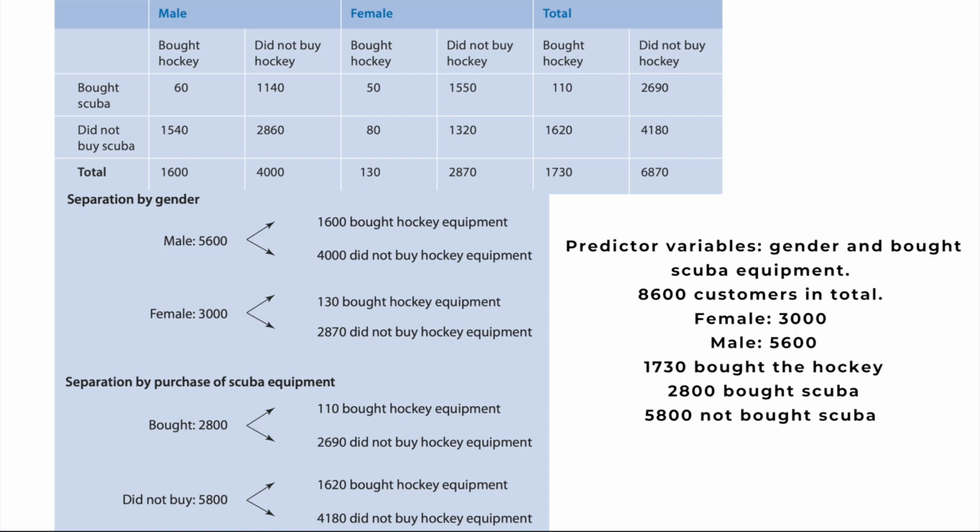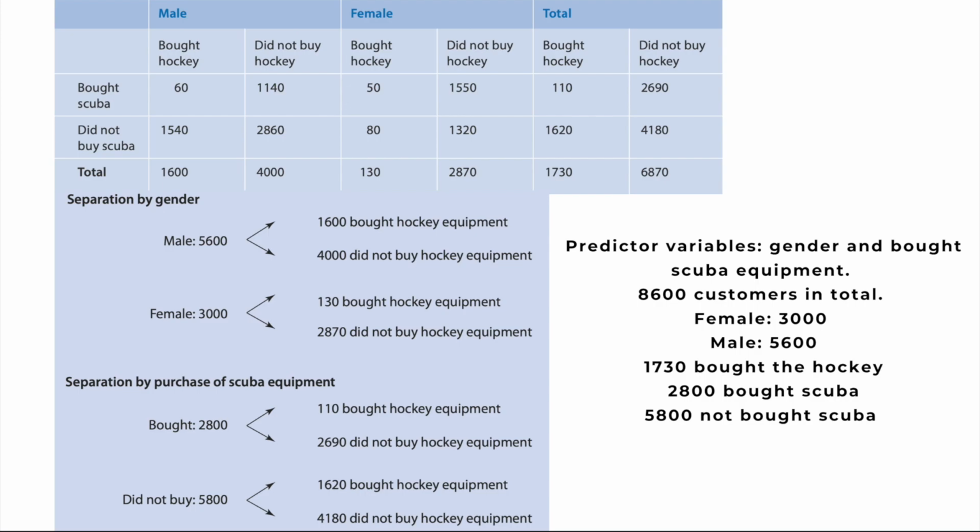And we have 4000 male customers who don't buy hockey and 130 female customers who buy that. Using that data, we have the formula to calculate the misclassification rate, which is 4300 plus 130, divided by all customers we have, 8600, and we got 0.48.